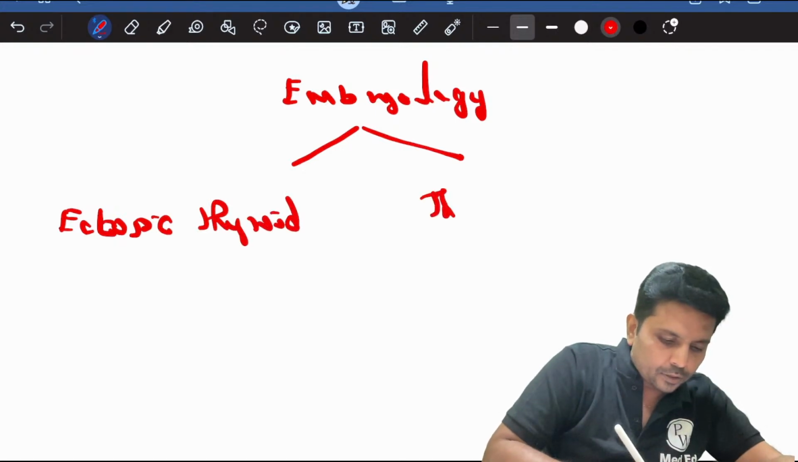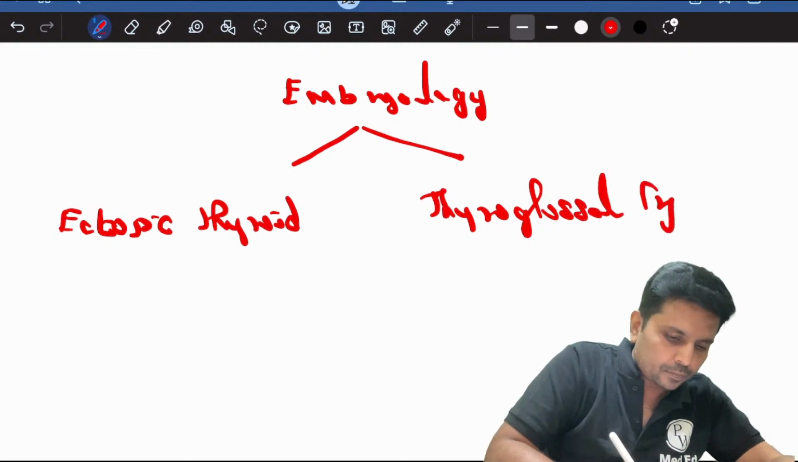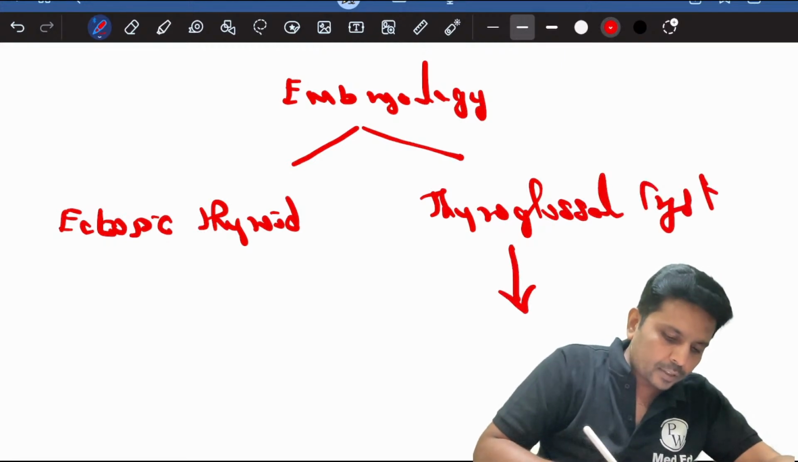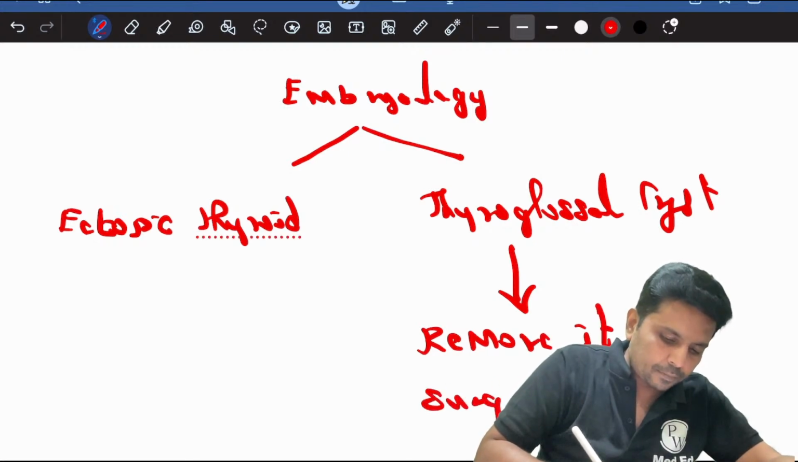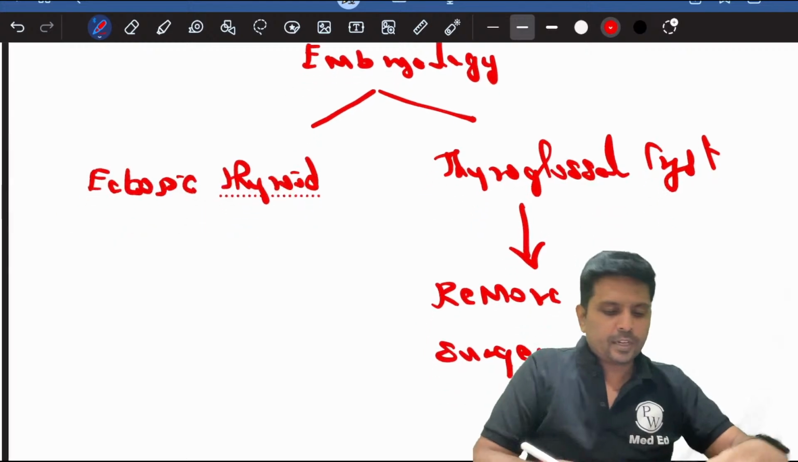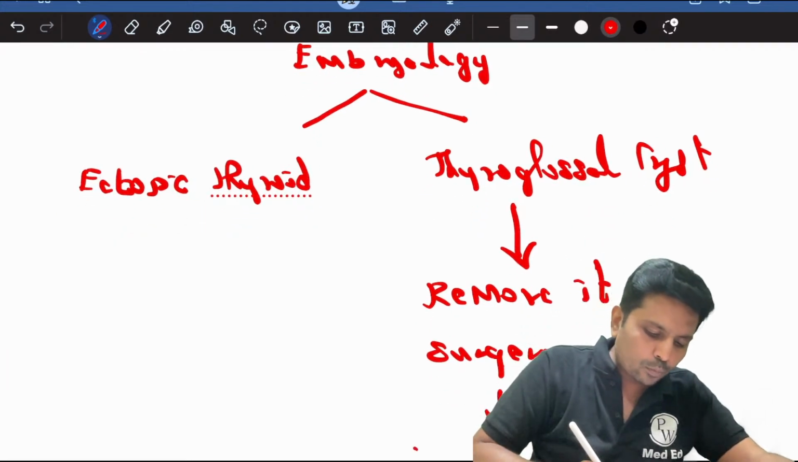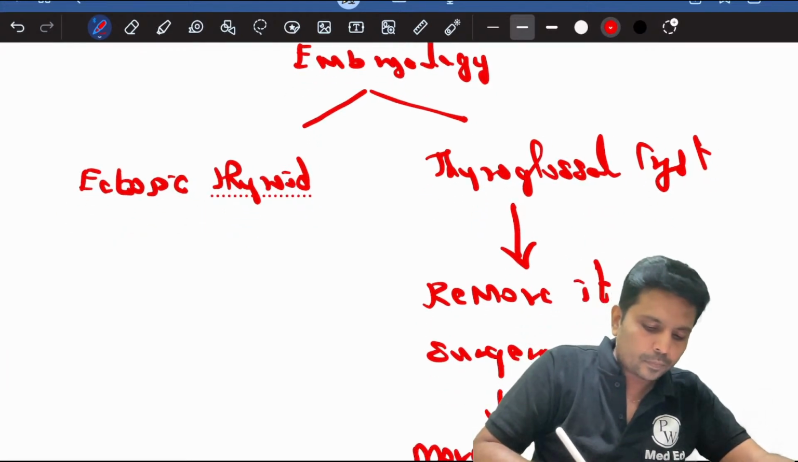Second one is thyroglossal cyst. Thyroglossal cyst means remove it by surgery. And what is the clue I told you? Moves with tongue protrusion.